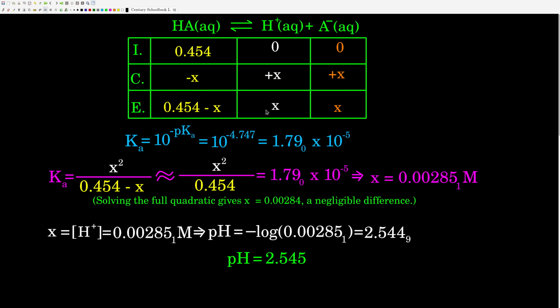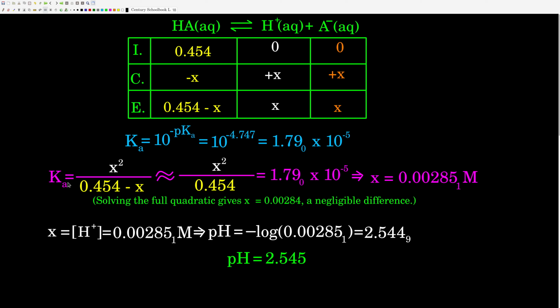All right, so now from our ice table, we see that Ka, the equilibrium constant, is equal to x squared over 0.454 minus x. Now, a couple things, guys. For a weak acid, as long as we don't initially put any hydrogen ion or conjugate base in the solution, which we can do, but if there's none of that to start with, it's always going to look like this: x squared over the initial concentration minus x. So we get to a point where we don't really have to even write out the ice table, but we wrote it out here so you can see it.